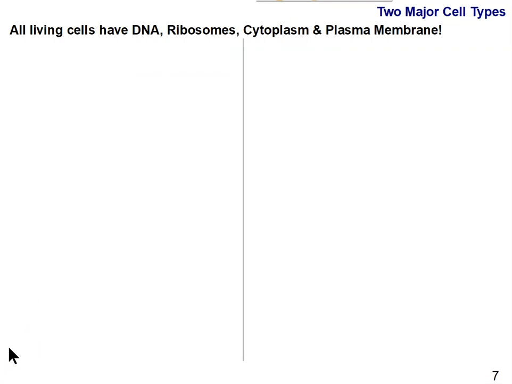So a reminder, this is our introduction to cells, and I want to remind you that all living cells have certain components. They all have DNA, they all have ribosomes, they all have cytoplasm and a plasma membrane. So those are things that all cells share. But here, what I asked you to do was draw an example of a prokaryotic cell on the left and a eukaryotic cell on the right and label it with those components or more.